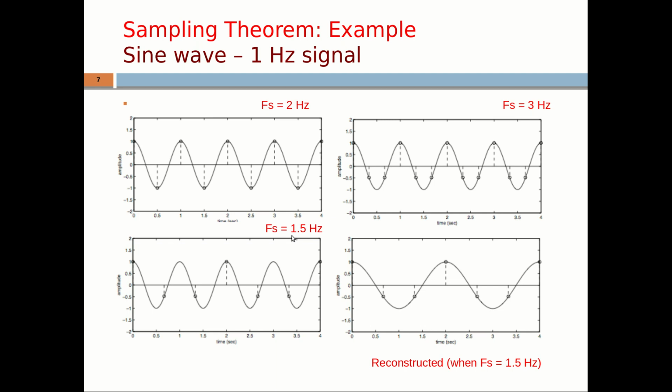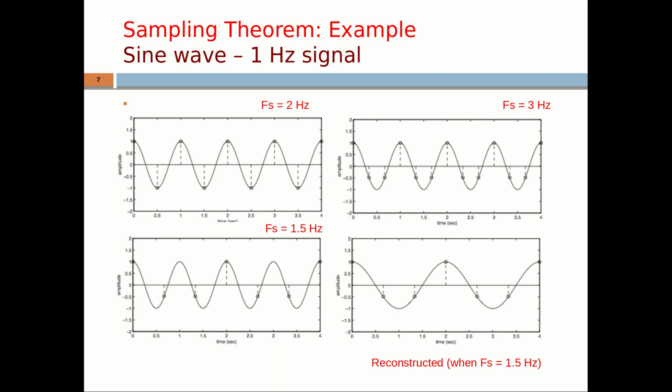But what if we sample at Fs less than 2 Fc, that is at a frequency less than 2 Hz? Say here we sample at 1.5 Hz, that is we pick up 2 samples every 3 seconds. When we try to reconstruct the signal back, we don't get the one from which we started. This is called aliasing. Aliasing means that when you try to reconstruct a signal back from the samples, we don't get back the original one.